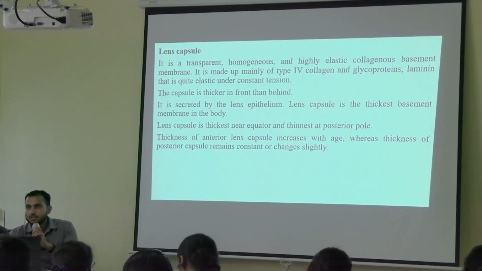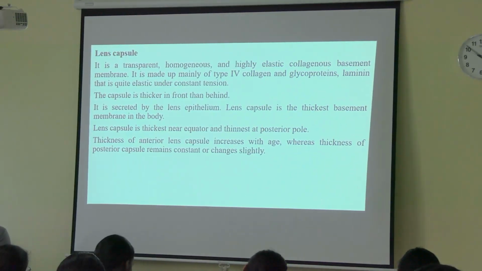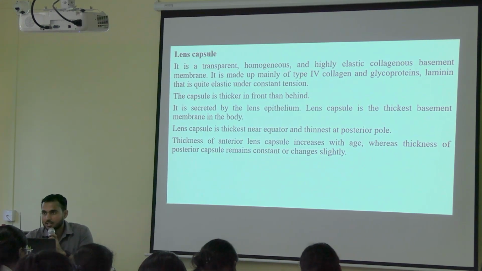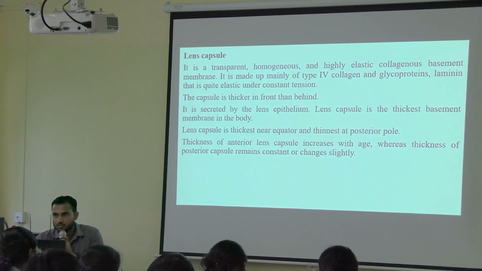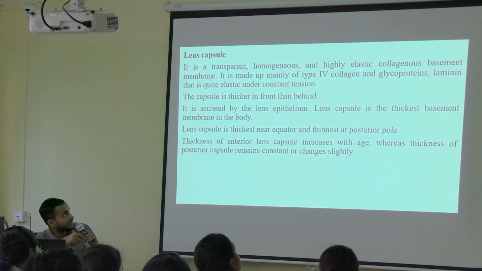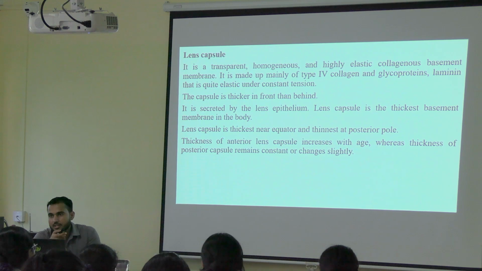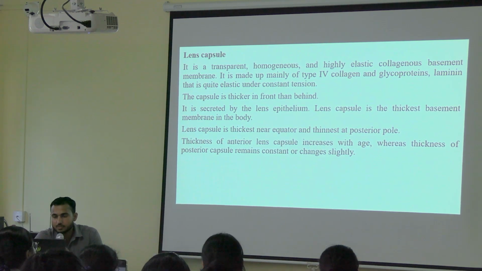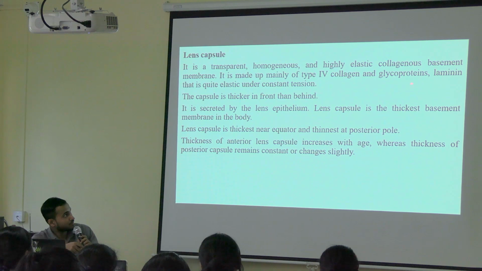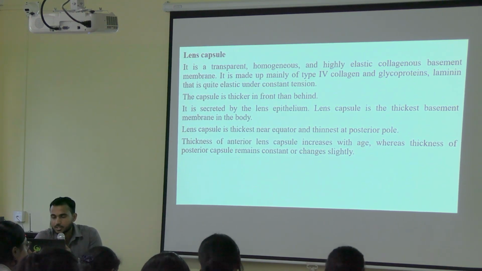So the lens capsule, as I said, is nothing but the basement membrane of the lens epithelium. It is a transparent, homogeneous, and highly elastic collagenous basement membrane. Collagenous means it is made up of collagen fibers. Which type of collagen fibers are present? Type 4 collagen fibers are present, along with glycoproteins and laminin. These are also present in this particular layer.